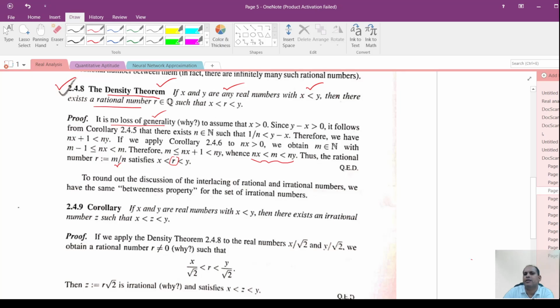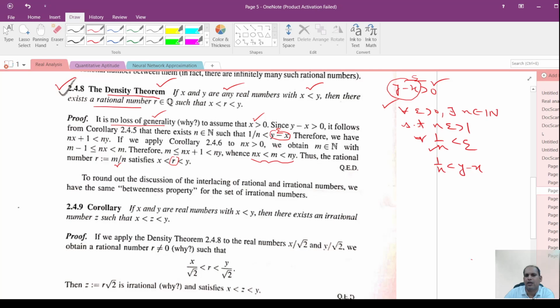See here, x is less than y, so I can write that y minus x is greater than 0. Just recall the Archimedean property of real numbers: for every epsilon greater than 0, there exists a natural number n such that n times epsilon is greater than 1, or 1 by n is less than epsilon. Whenever there is any real number epsilon greater than 0, I can always apply the Archimedean property. Even if x is greater than 0, y minus x is greater than 0, so consider this as epsilon. So we have 1 by n less than epsilon, or 1 by n less than y minus x.